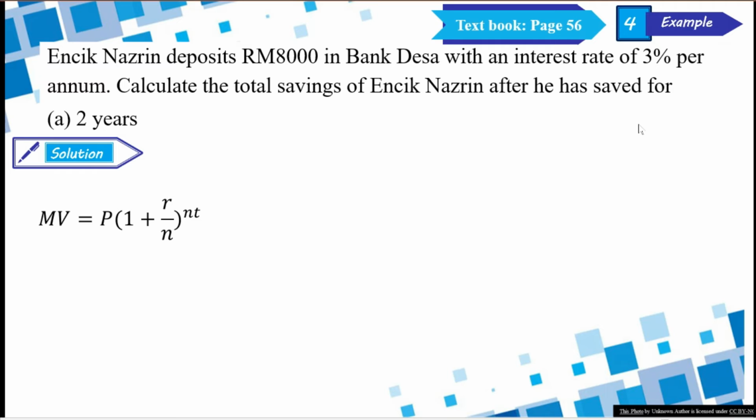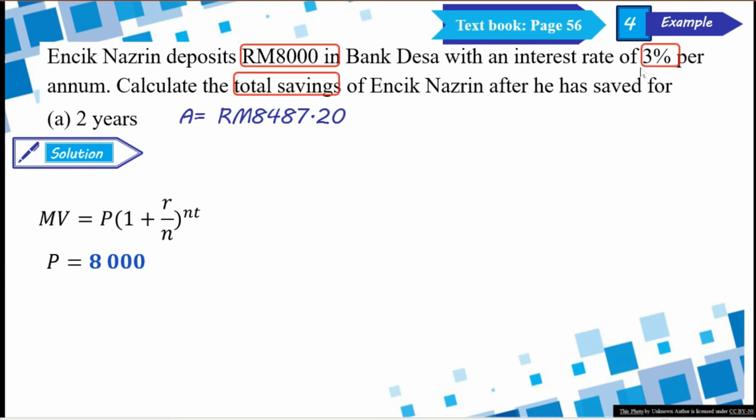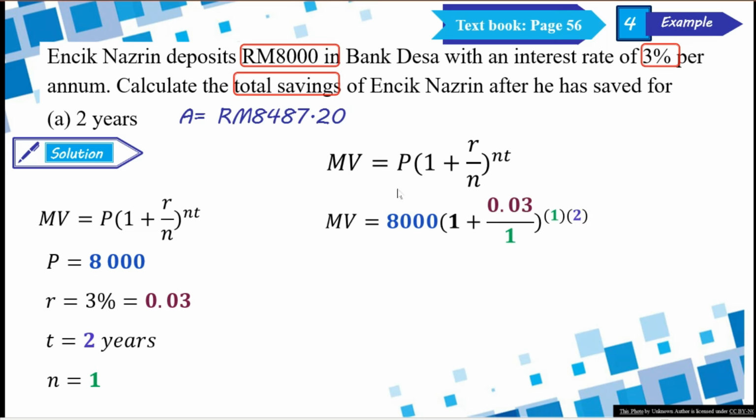In general, the formula for calculating compound interest is MV equal to P in the bracket 1 plus R over N, close bracket, then power NT. Previously we found the total savings equal to 8,487 ringgit 20 cents. So here P equal to 8,000, R equal to 3% equal to 0.03, and T equal to 2. Since the interest is given once a year, N equal to 1. Then we apply this formula. P is 8,000, 1 plus R is 0.03 over N is 1, power 1 multiply 2.